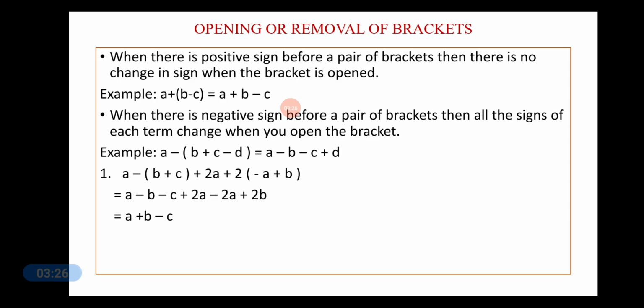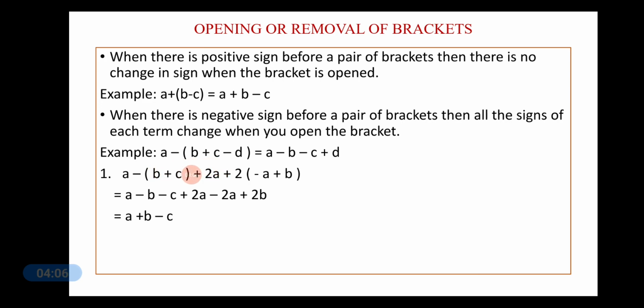Next point. Now when there is a negative sign before a pair of brackets, then all the signs of each term change when you open the bracket. Let us see one example over here. Here you can see it is written as A minus, now within the simple brackets it is written as B plus C minus D. Now when you open this bracket, you will have to multiply each and every literal which is present inside along with their signs with this minus sign.